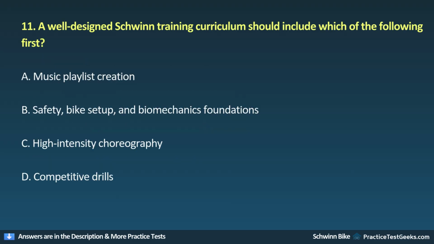11. A well-designed Schwinn training curriculum should include which of the following first? A. Music playlist creation, B. Safety, bike setup, and biomechanics foundations, C. High-intensity choreography, D. Competitive drills.